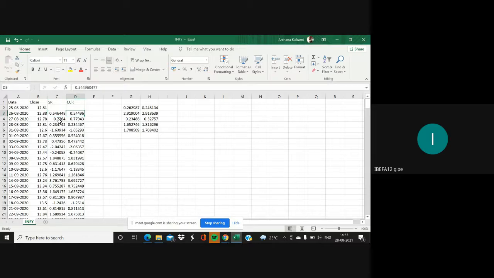Then another thing here, if you notice the returns, this is the simple net return, this is the log return. If you look at the values, they are more or less the same, with only slight differences between the two values. If I plot it, you'll be able to see that.